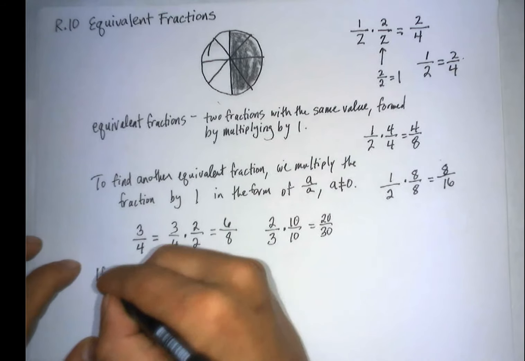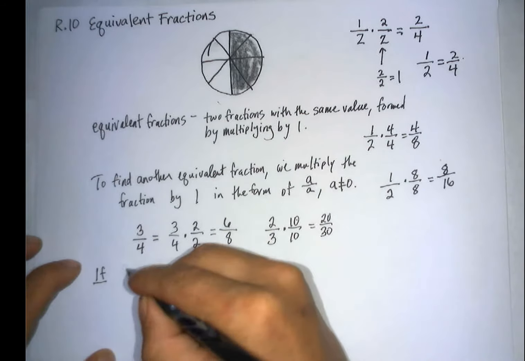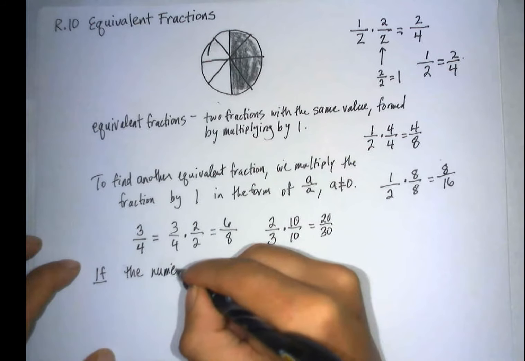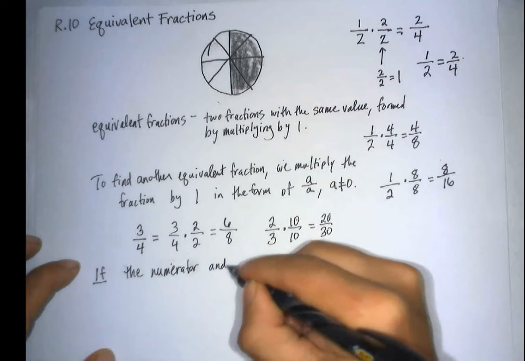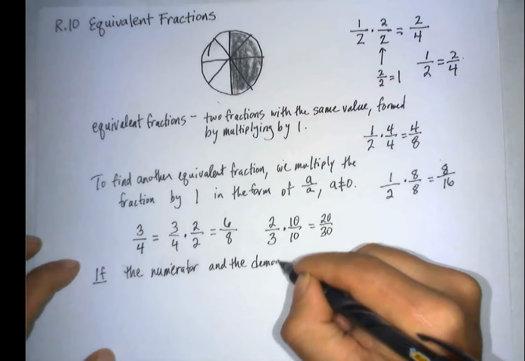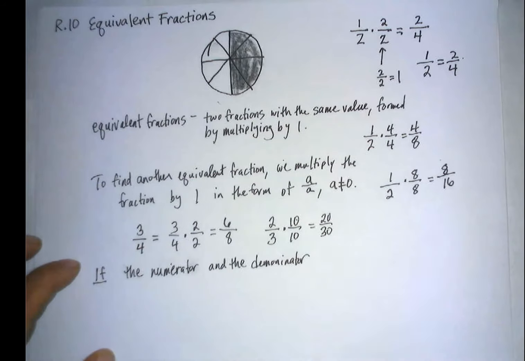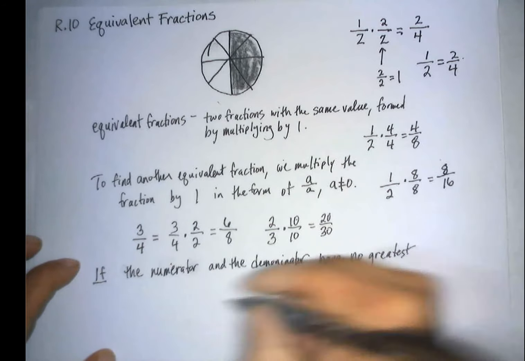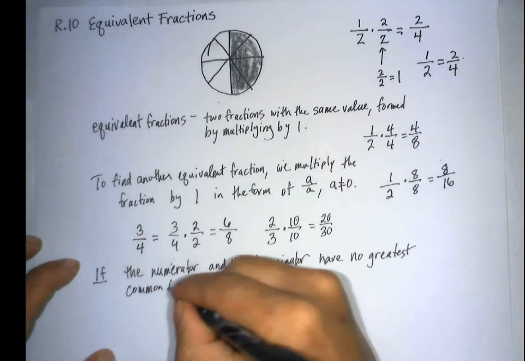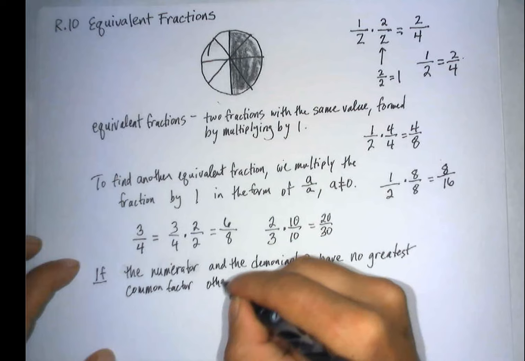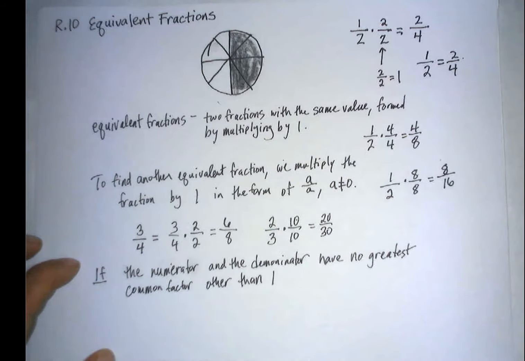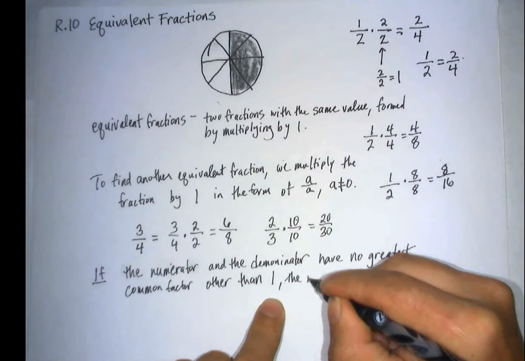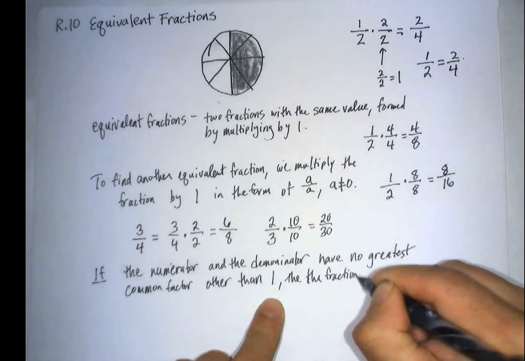Okay, now, if the numerator, or the top of the fraction, and the denominator, which is the bottom part of the fraction, have no greatest common factor other than 1, and we studied greatest common factor in the last lecture, so if the greatest common factor of the numerator and the denominator is 1, then the fraction is in simplest form.